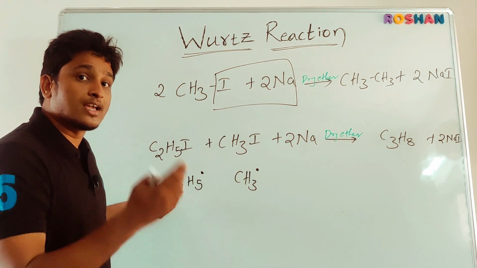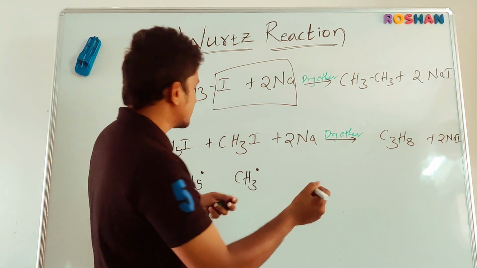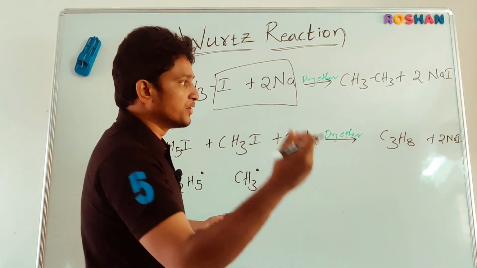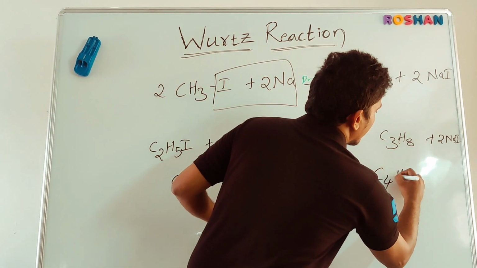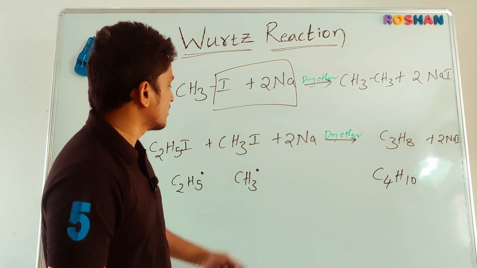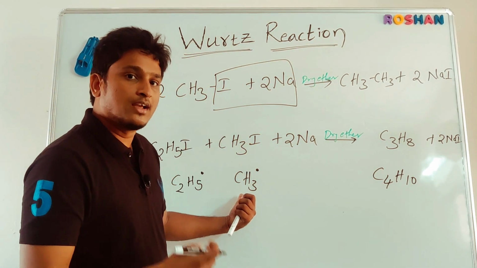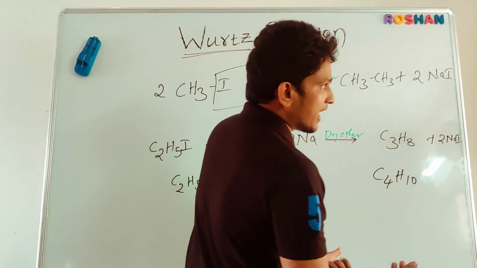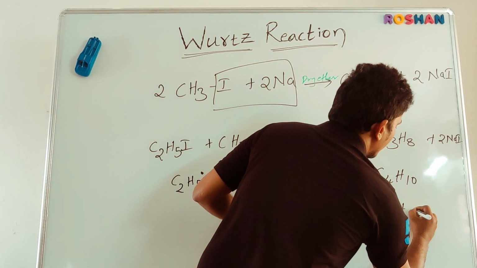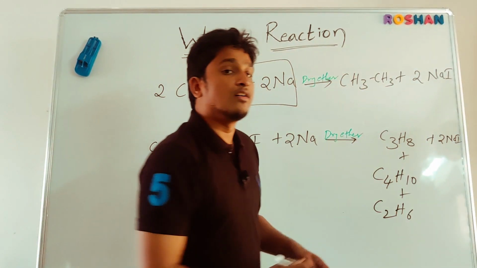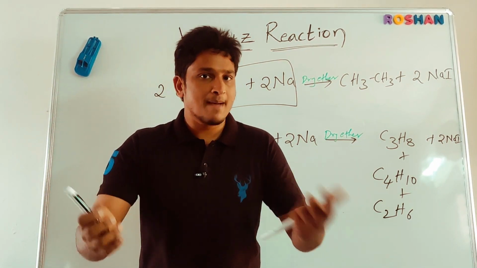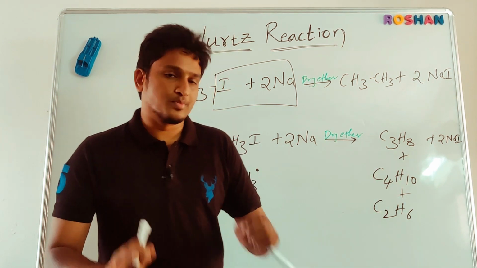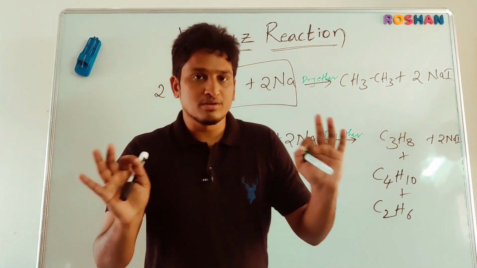So this ethyl radical can combine with another ethyl radical, and what does it form? C2H5 and C2H5 produce butane, which is C4H10. That is also possible in this reaction. And when a methyl free radical combines with another methyl free radical, what does it form? CH3 and CH3 form C2H6. These compounds can also be produced in this reaction. So what happens if other alkanes are also produced in this reaction? What is the problem? The problem is, students, can we get a pure product?